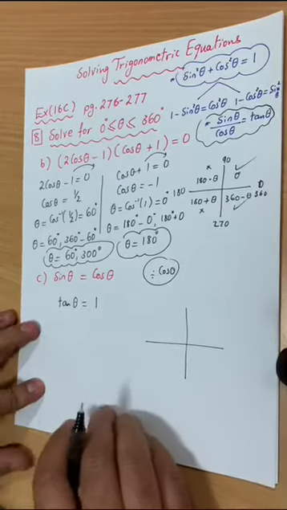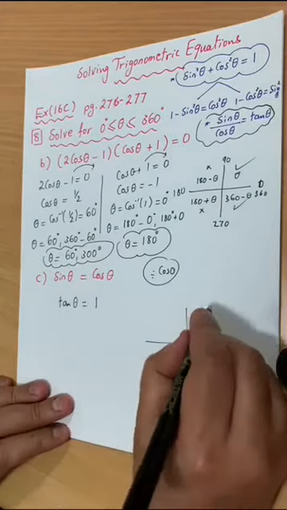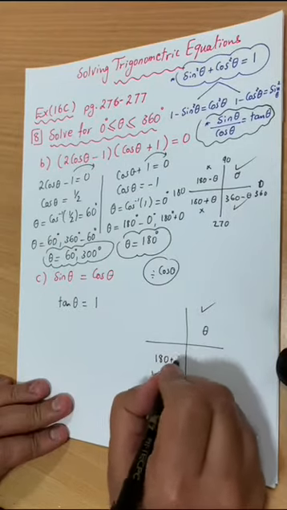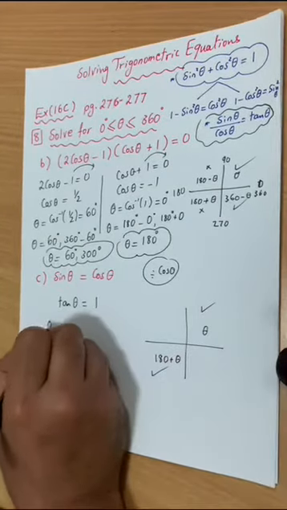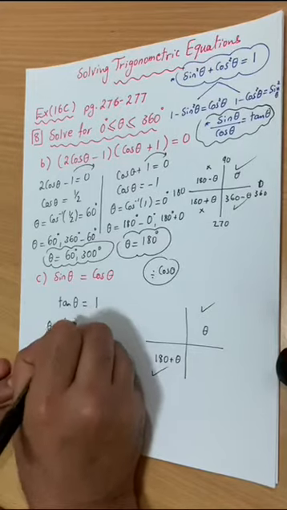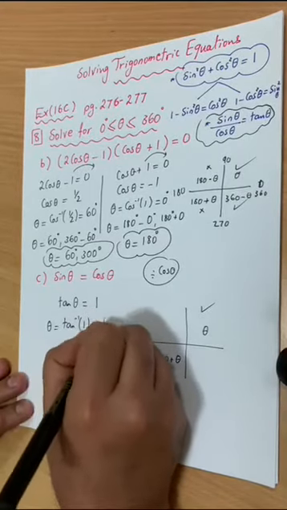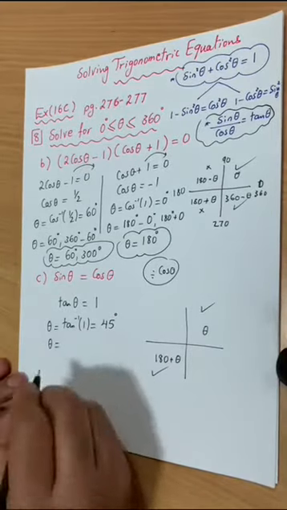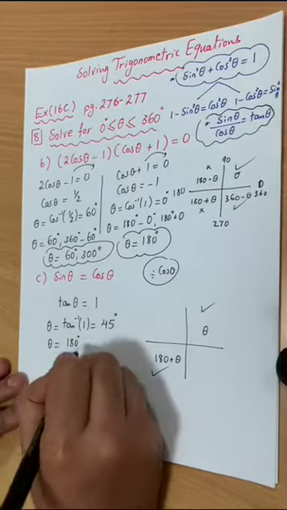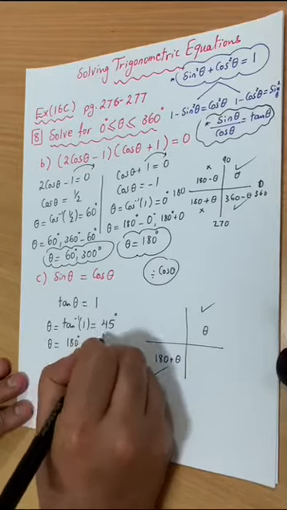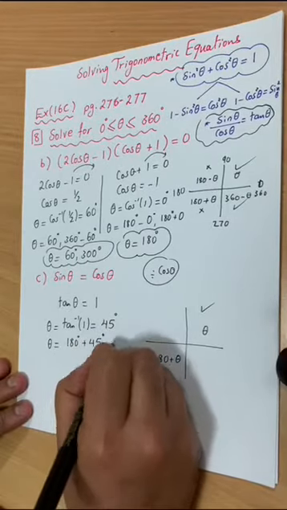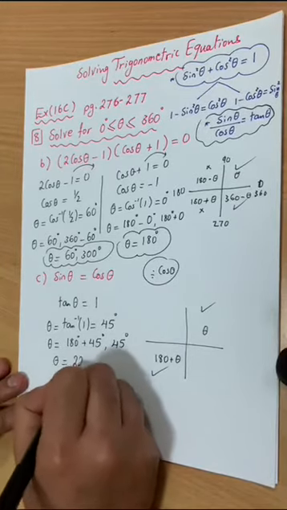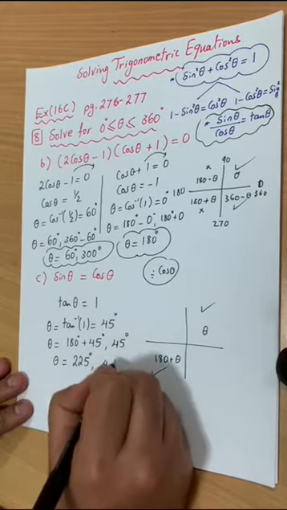Again on the same range. Tan is positive in the first and third quadrants, the expressions are theta and 180 plus theta. So let's find the reference angle first. Inverse tan of 1 is equal to 45 degrees. Then theta equals 180 plus 45, and 45 degrees, which lies in the first quadrant. So it's 225 and 45.